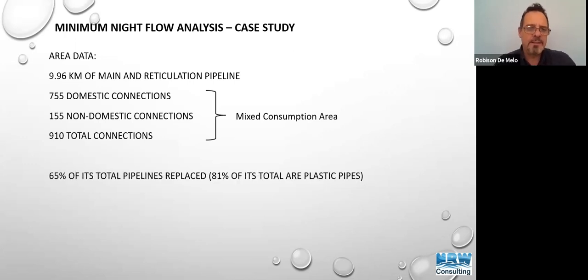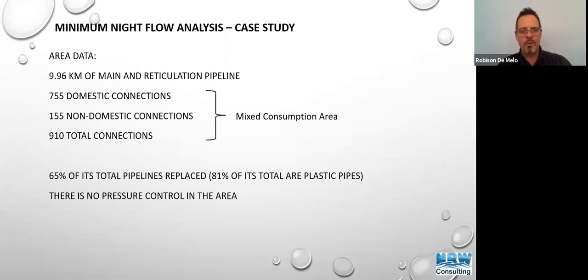Another thing of this area is 65% of the total pipeline was replaced, okay? And was replaced with HDPE. And 81% of the total reticulation or main is plastic pipe, between PVC and HDPE, and the rest is metallic pipe. And in this area, at the moment, there is no pressure control, and it is a gravity system.